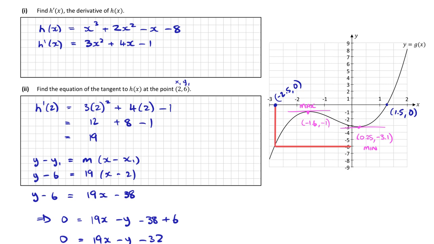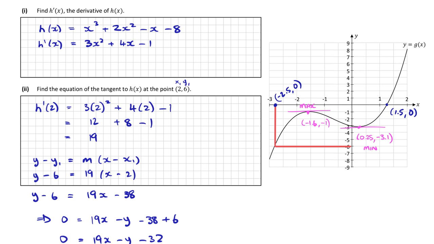And that brings us on there to part 2. So it said find the equation of the tangent to h of x at the point 2, 6. So we've got a function, we found the first derivative, and now they're asking us to find the equation of the tangent at the point 2, 6.